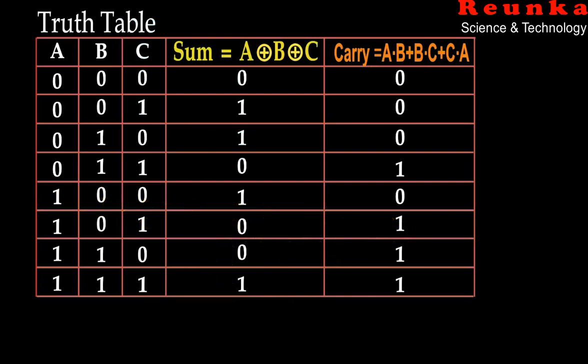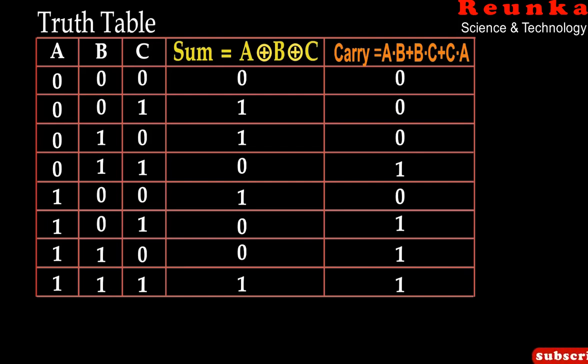We have taken only 4 examples of it: if all inputs are 0, if one of the inputs is high, if 2 inputs are high, and if 3 inputs are high, then what will be the output? Naturally, we can apply all the remaining combinations to this equation to find out sum and carry.